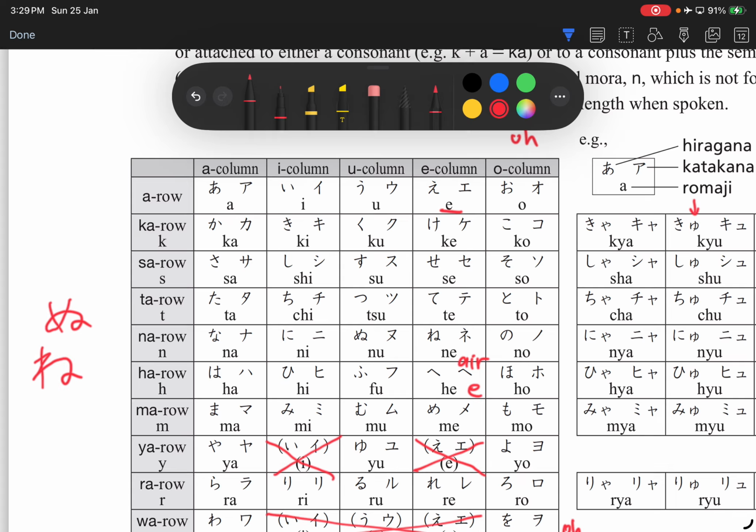Okay, so why is this so? It's not a foreign borrowed word, but if you think about it, it's a sound. It's a sound, so it's a bit more impactful if you write it separately from hiragana. Okay, because it is a sound.